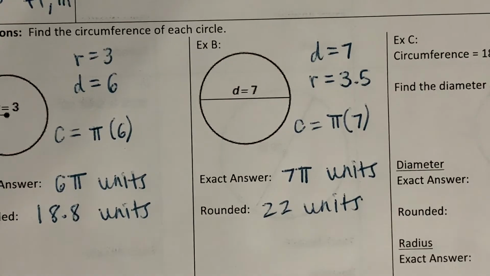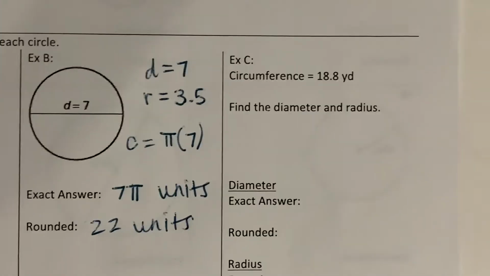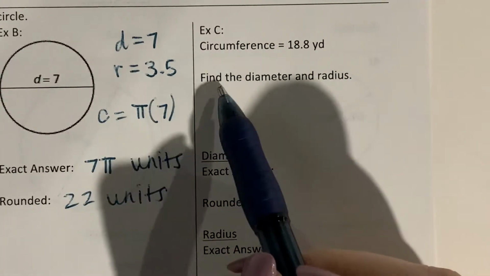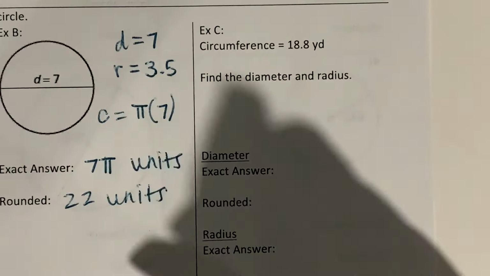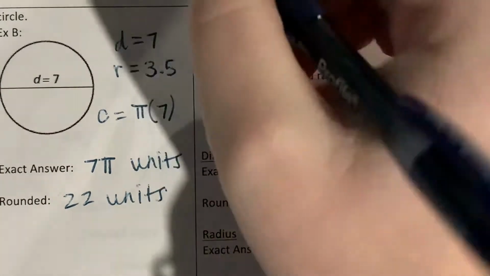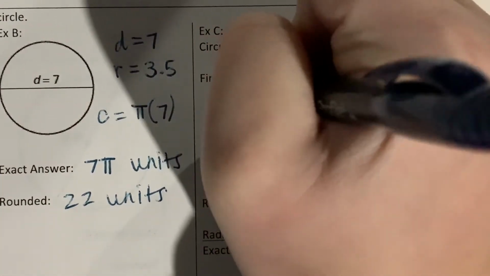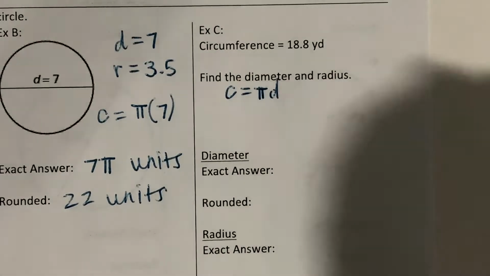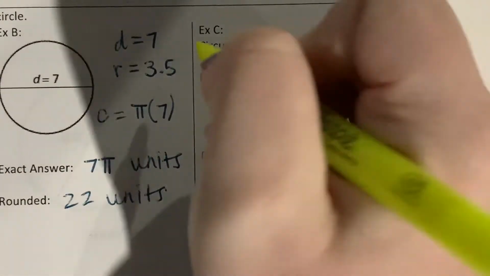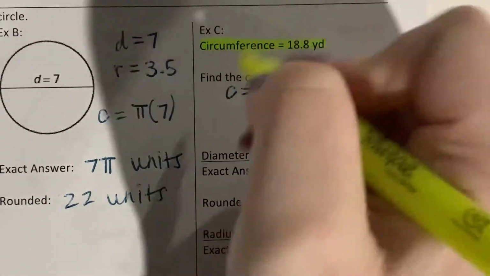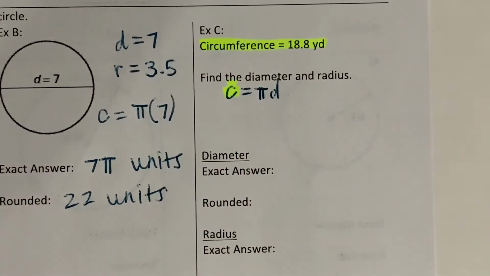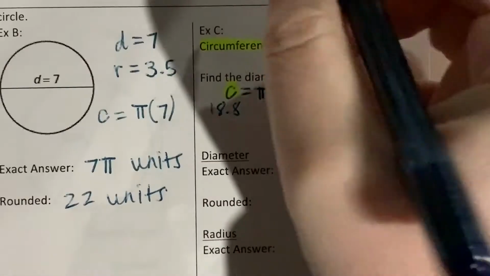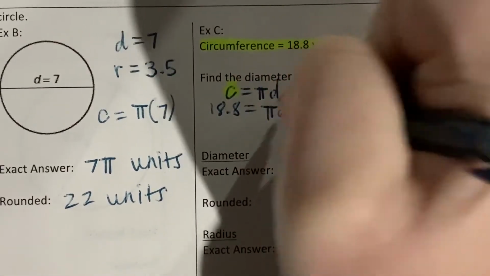Let's do one more example before you try a few on your own. So example C. In example C, I'm now given my circumference, and I'm asked to work backwards to find the diameter and the radius. So let's start by writing our formula. Circumference is equal to pi times diameter. And I can fill in what I know. I do know my circumference. That's given to me. It's 18.8 yards. So I can fill that in for my circumference. So I'll have 18.8 equals pi times my diameter.